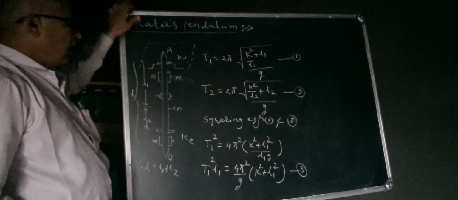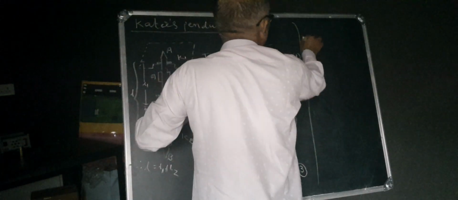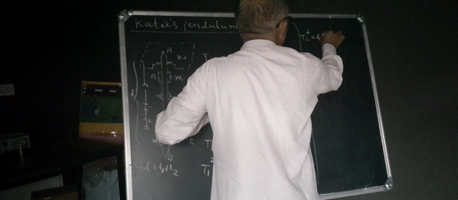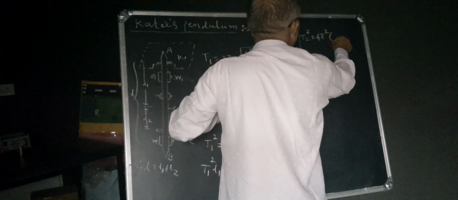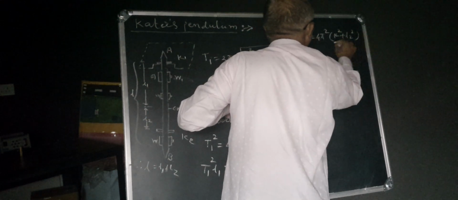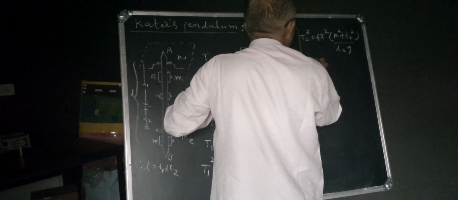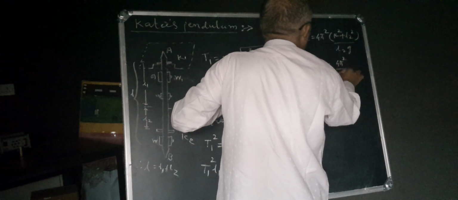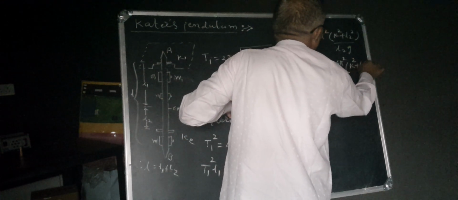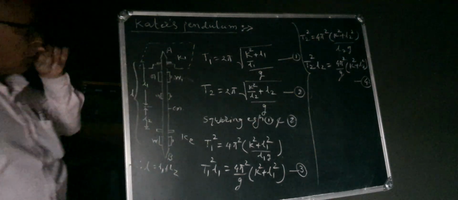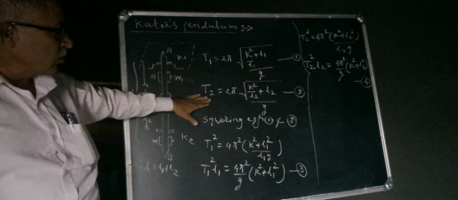Similarly, we will square equation number 2. Squaring equation number 2, what do we get? T2 square equals 4 pi square into (k square plus L2 square) upon L2 g. And this equation can also be written as T2 square into L2 equals 4 pi square upon g into the bracket (k square plus L2 square). This is equation number 4. Here we have simplified equations 1 and 2 by squaring them.